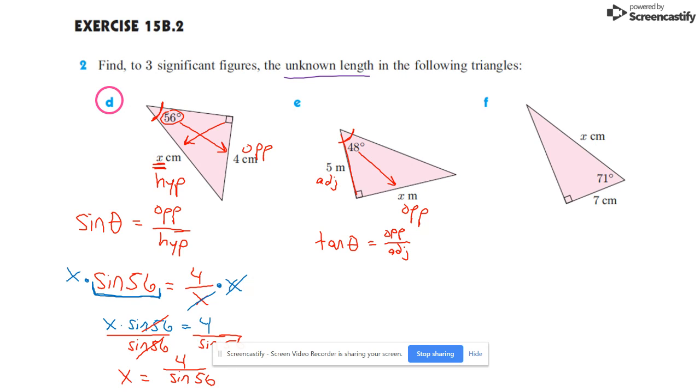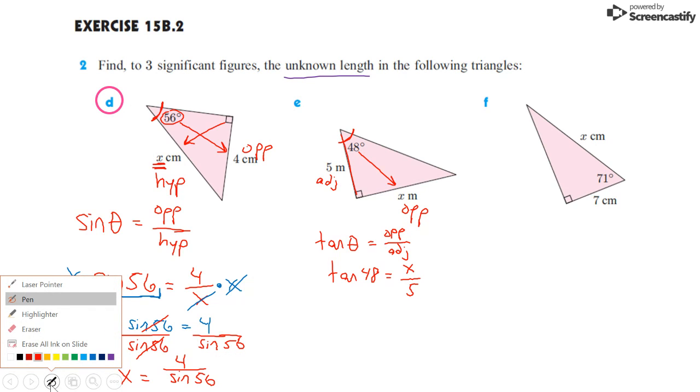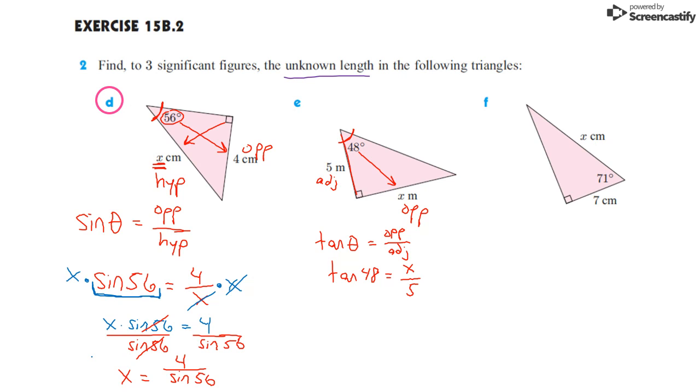And so now I can fill in what I know. I know tangent of 48 is equal to x over... I don't know the opposite, but I do know the adjacent. And this trig function works out a little nicer to solve than maybe that last one did. Because in this case, really all I need to do is multiply both sides of the equation by 5. And those cancel out. And so really I'm left with the calculation x equals 5 times tangent of 48.